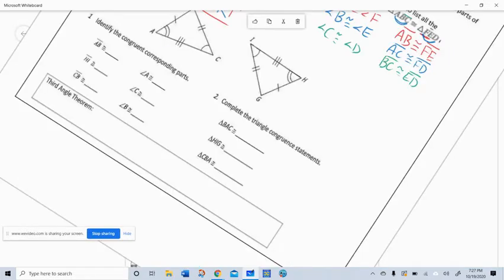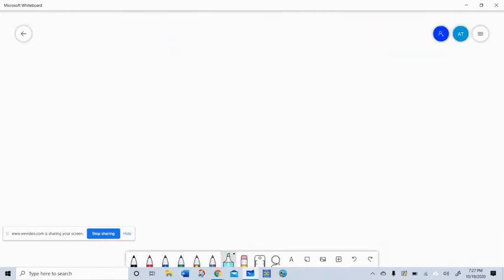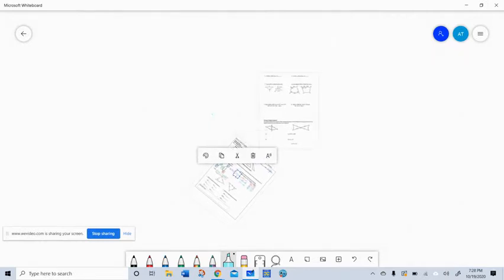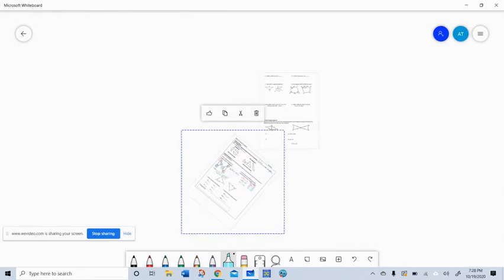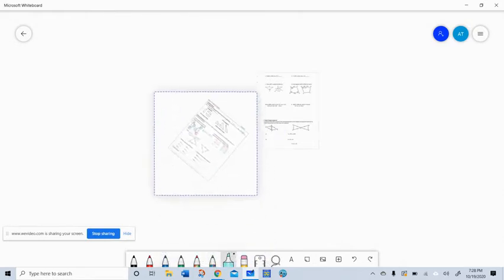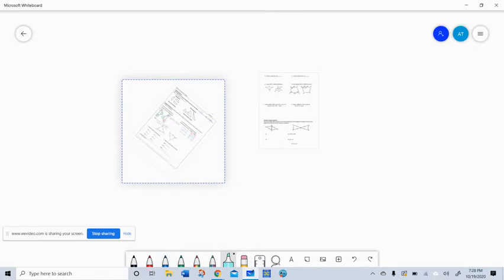Sorry, guys. My computer has a very sensitive touch screen, so sometimes it appears that I lose what I'm trying to do. So I want to rotate that back. Oh gosh, I'm sorry.